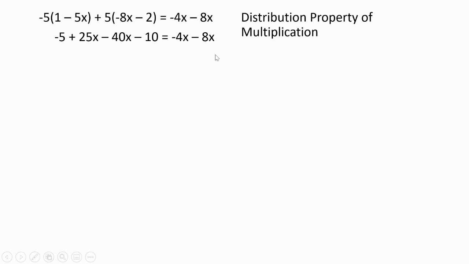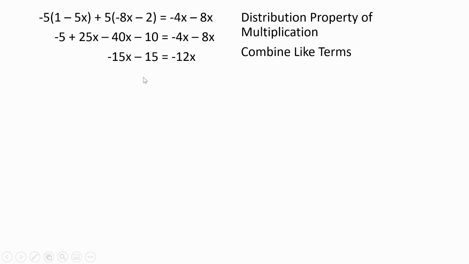Okay, now I'm going to go ahead and combine like terms. So I got a positive 25 goes with negative 40. That's where I get negative 15. A negative 5 combined with a negative 10 equals negative 15. And negative 4 combined with a negative 8 is negative 12.